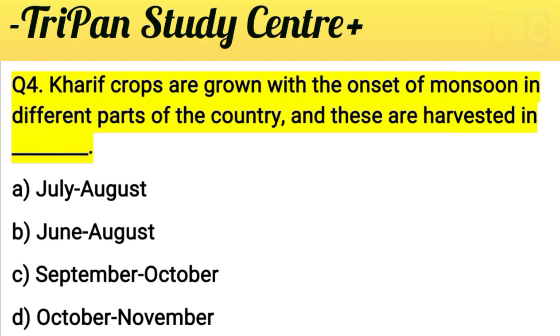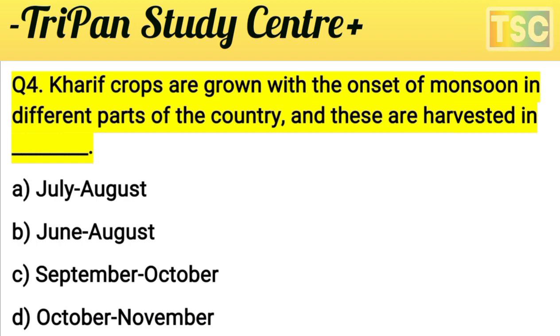July to August and June to August are already eliminated, because the crops are growing with the onset of monsoon. The monsoon period is June and July. It means A and B are already eliminated. The options C and D are important. It means there is a 50-50 chance here.